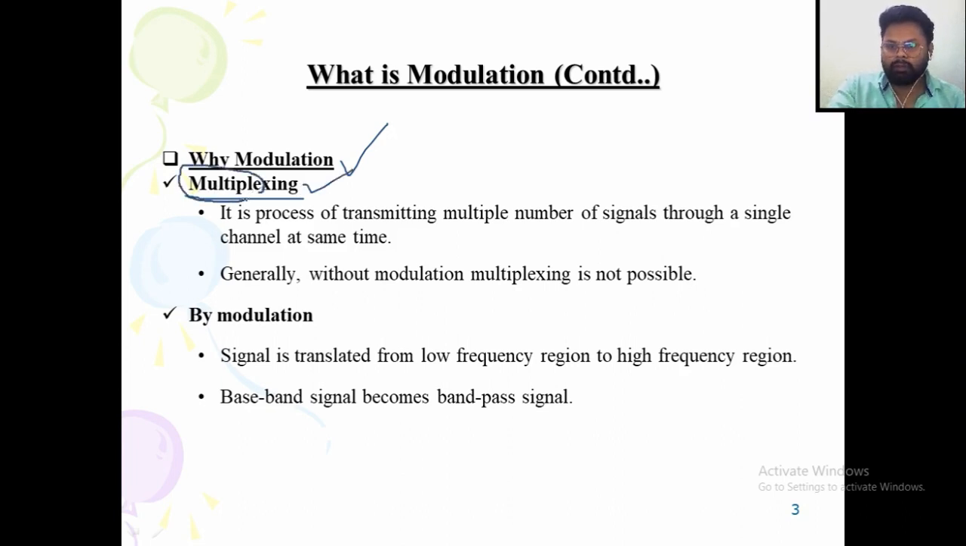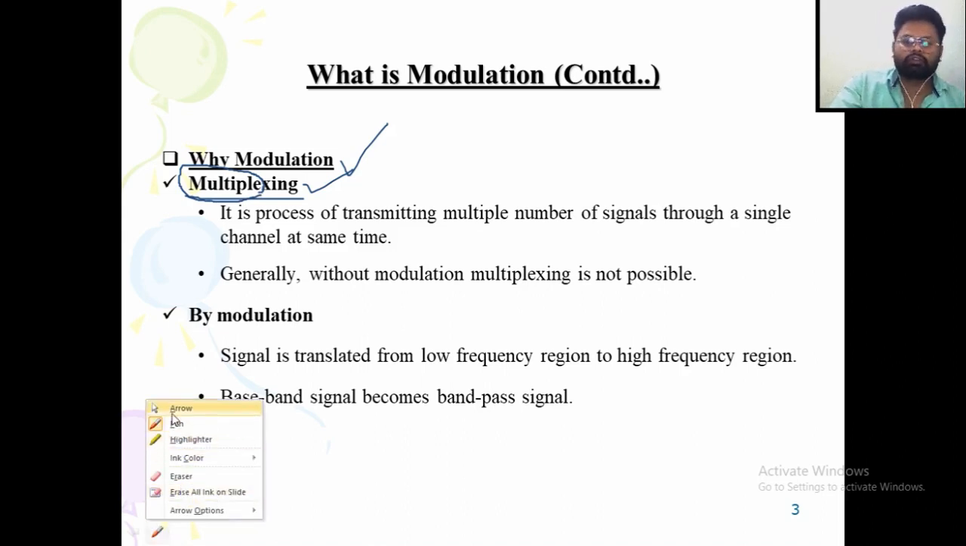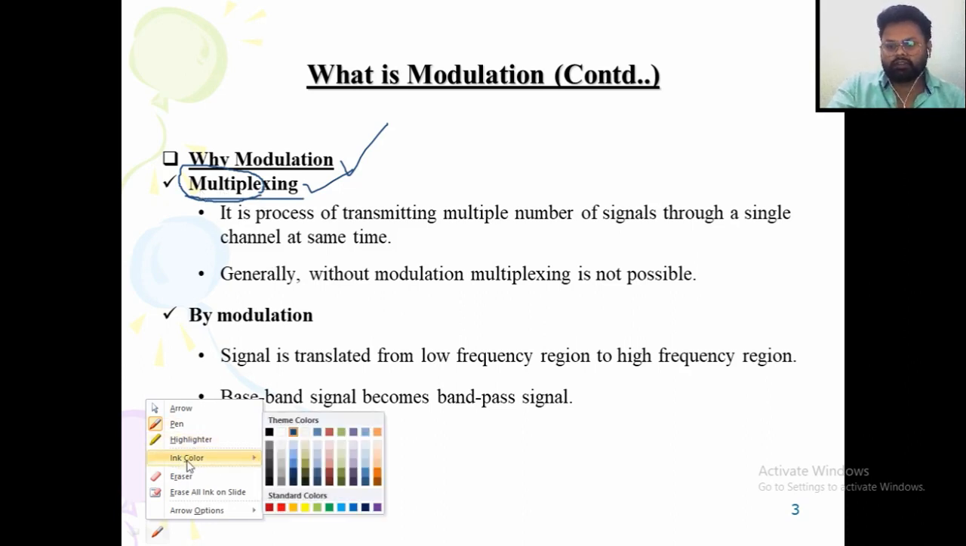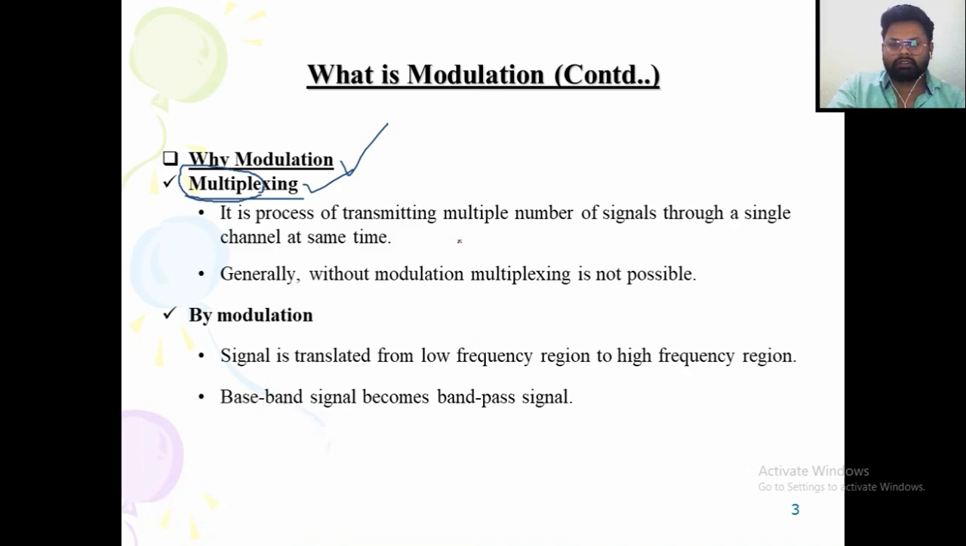Now what is multiple? What is the meaning of multiple? Multiple number, I mean, more than one: 2, 3, 4, 5, something like that. More than one signal means we are going to transmit multiple signals. Multiplexing is the meaning of that. We are going to transmit a multiple number of signals through a single channel.